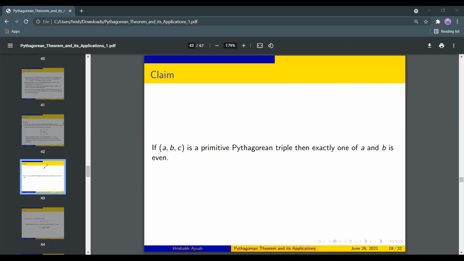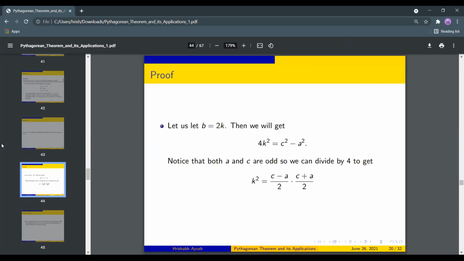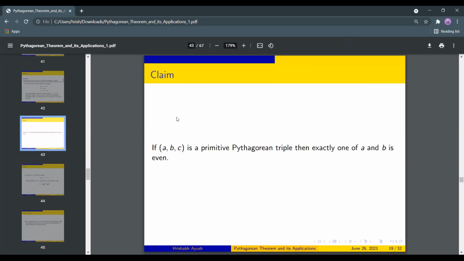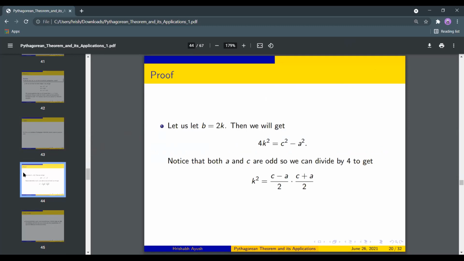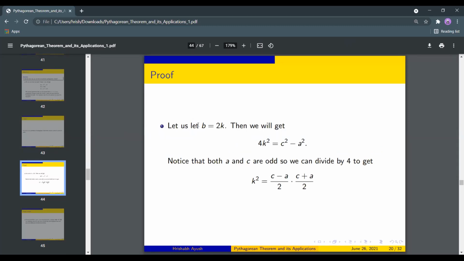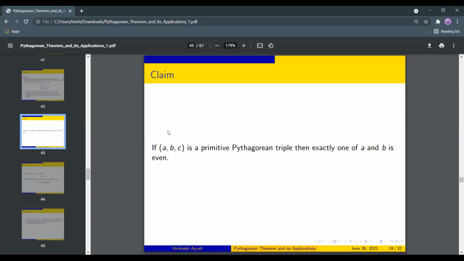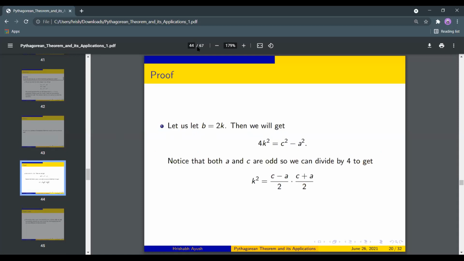Okay, so let's move to the next slide. We have this equation, a square plus b square equals c square. So we let b equal 2k. Does anyone see why we let b be 2k? Yes, because one of them has to be even. So we suppose that b is equal to 2k.